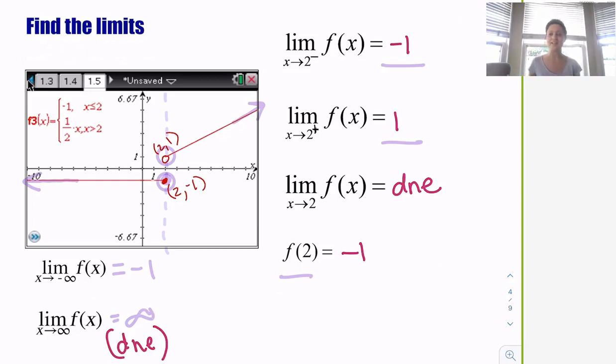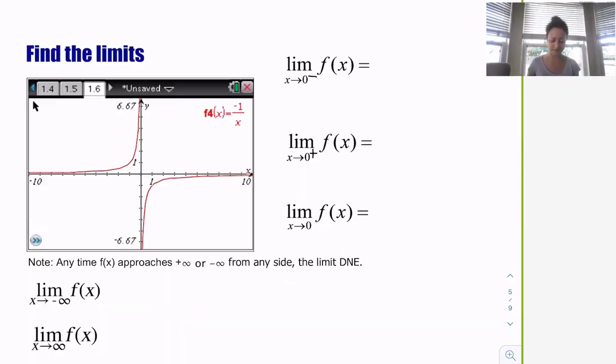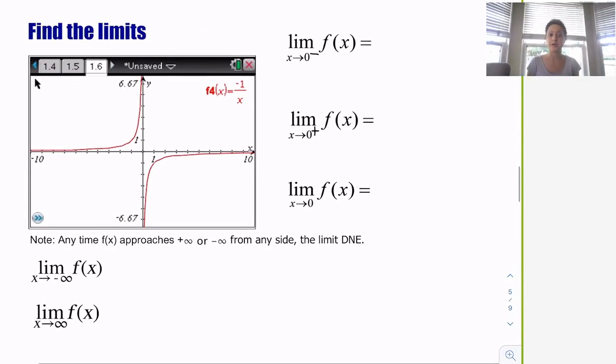All right, let's kind of piggyback off that. Again, would you go ahead and pause your screen? I'm not going to prompt you because it's going to cover the screen, but go ahead and pause the screen and copy my screen. All right, so let's try these limits.